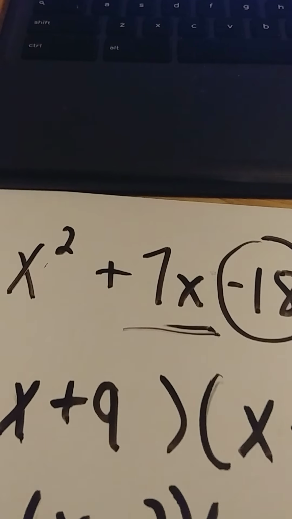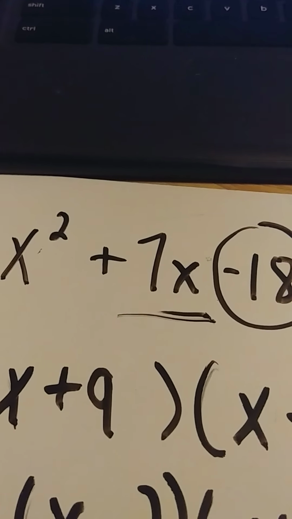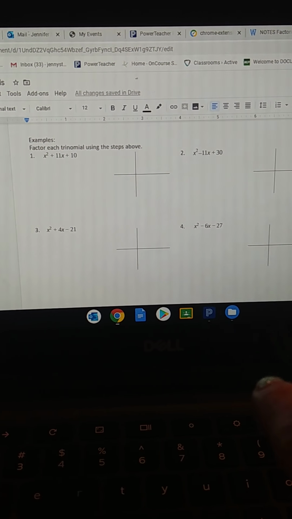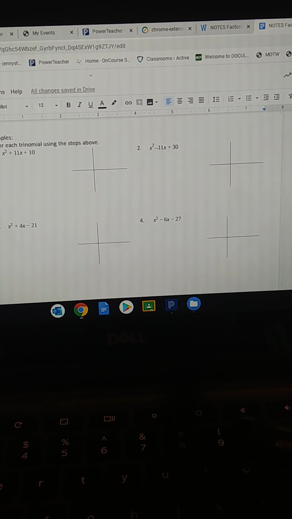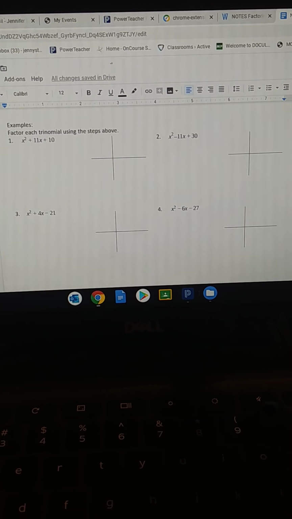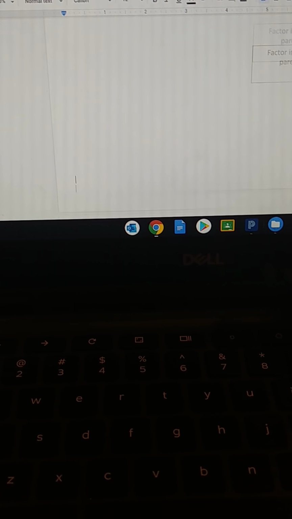So today, your job is to try and work on these 4 problems, which are on the second page of the document you received today. If you're struggling, you need some help, please reach out and let me know.